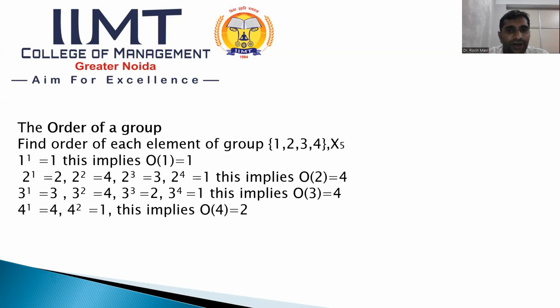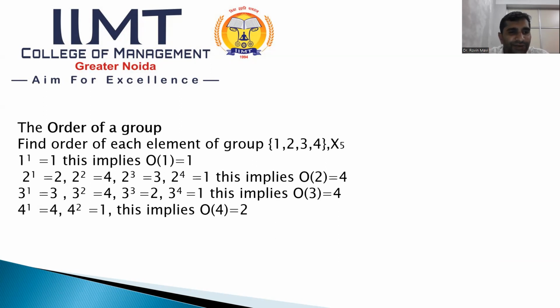Order of element 1: 1 to the power 1 is equal to 1, so order of 1 is equal to 1. The order of A is the least n such that A to the power n is equal to the identity. Order of element 2: 2 to the power 1 is equal to 2, 2 to the power 2 is equal to 4, 2 to the power 3 is equal to 8, which under multiplication modulo 5 gives remainder 3. 2 to the power 4 is equal to 16, which under multiplication modulo 5 gives remainder 1. Order of 2 is equal to 4.